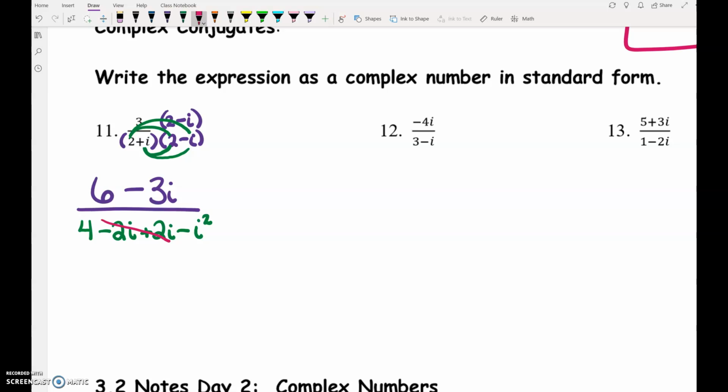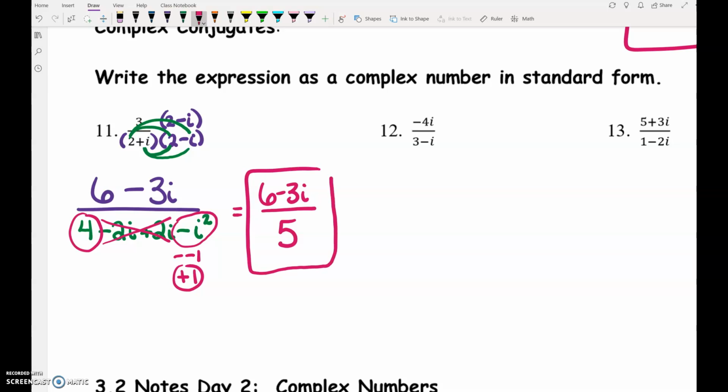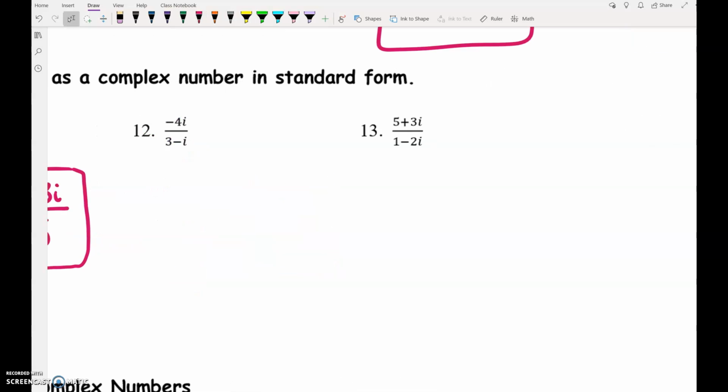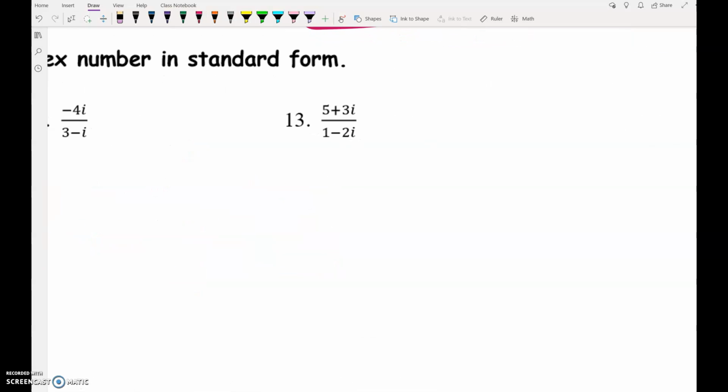The middle terms go away. Negative i squared. Yep, because i squared is negative 1, so this is basically saying negative 1, which is positive 1. So on the bottom we have 4 and 1, so our bottom is 5, and the top is 6 minus 3i. And we've gotten rid of the i on the bottom, not on the top, on the bottom.